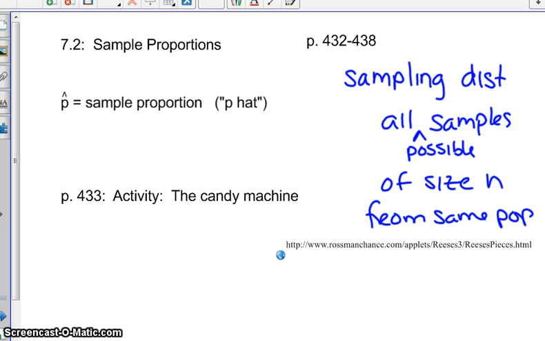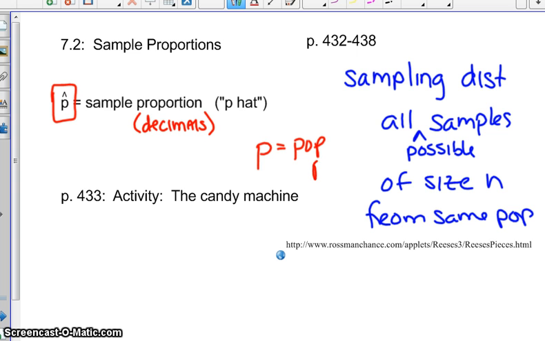Okay, a couple of reminders about proportions. Again, we want to talk about them as decimals, and I know sometimes we'll see them as percents. Then notation-wise, p hat. Make sure we put that with my sample proportion. If I just use p, that'll be my population proportion. So understand the difference between those when we run into them in our reading.